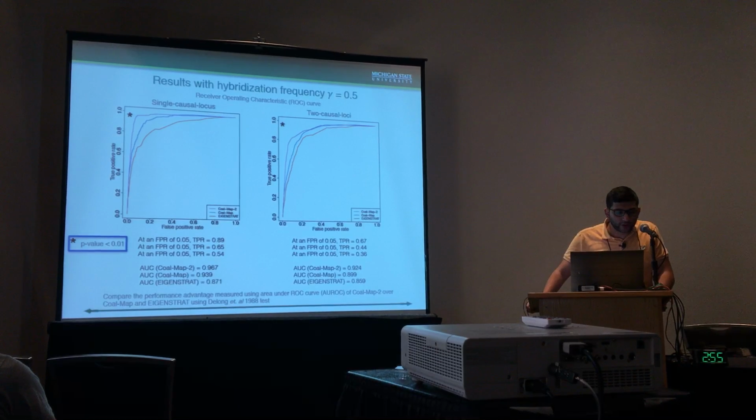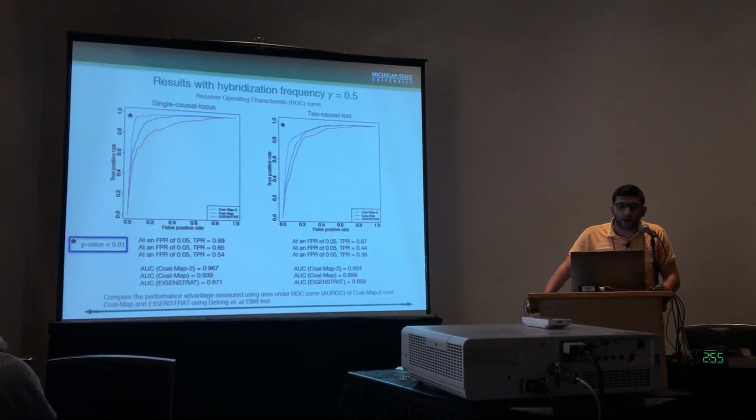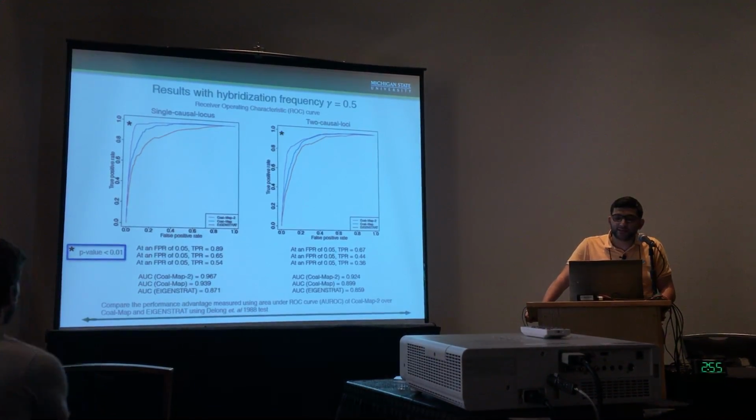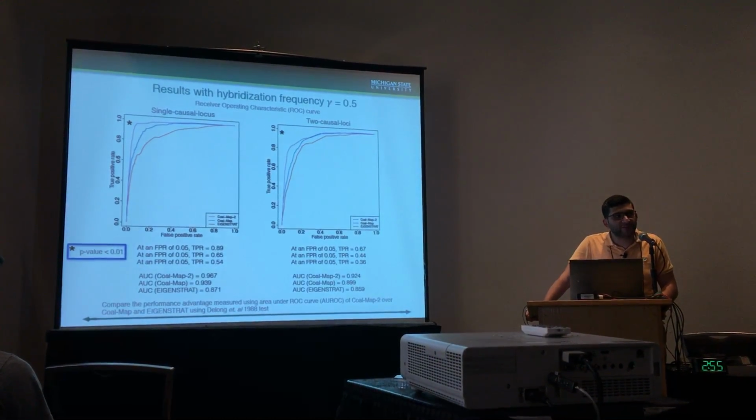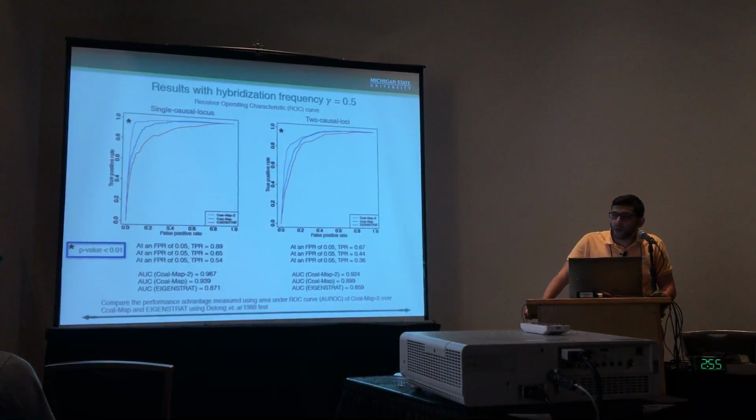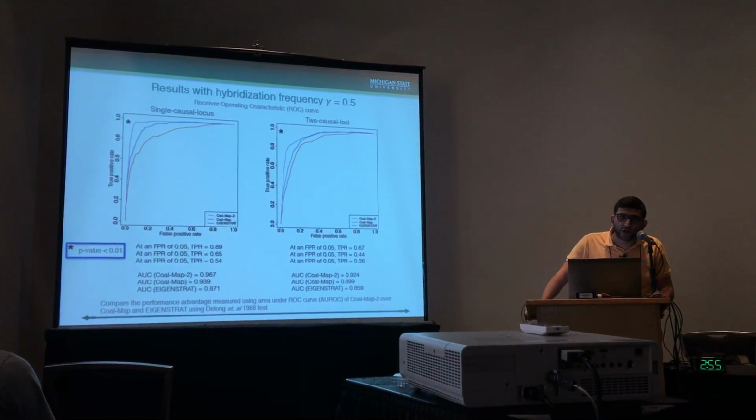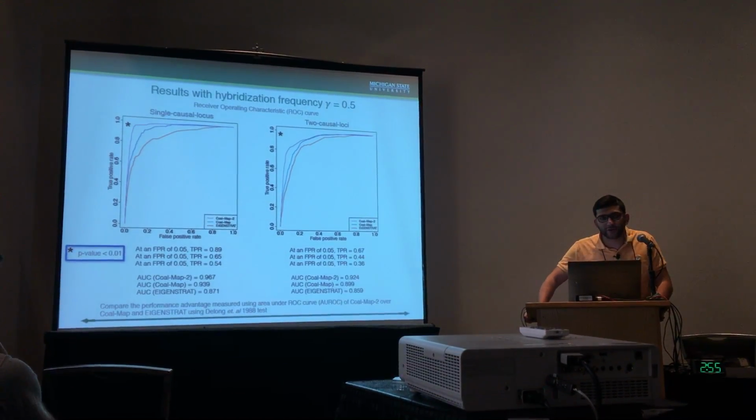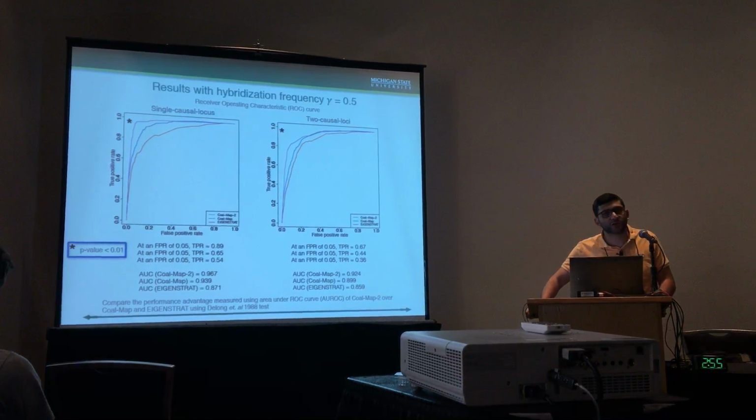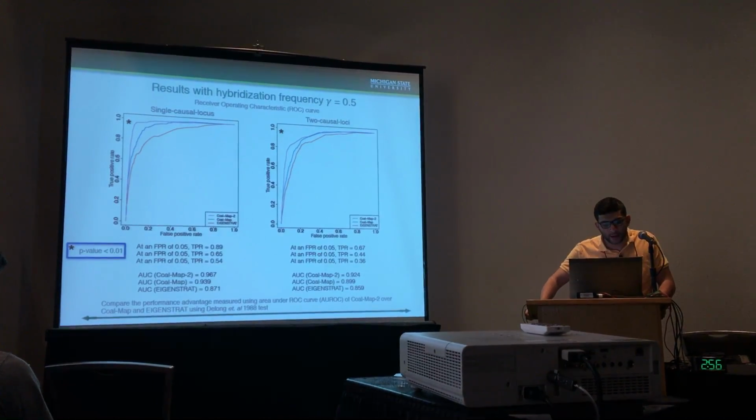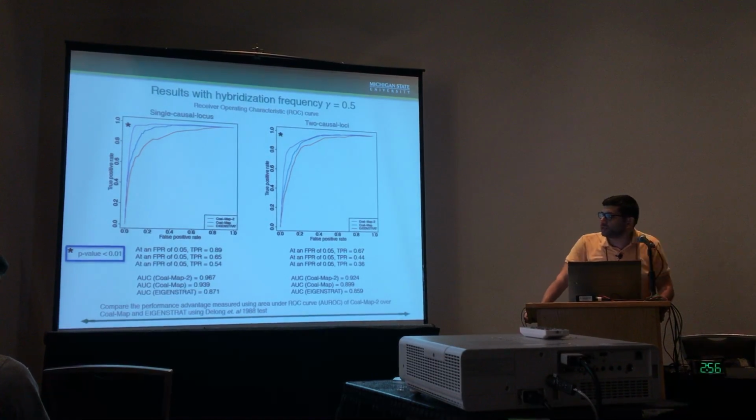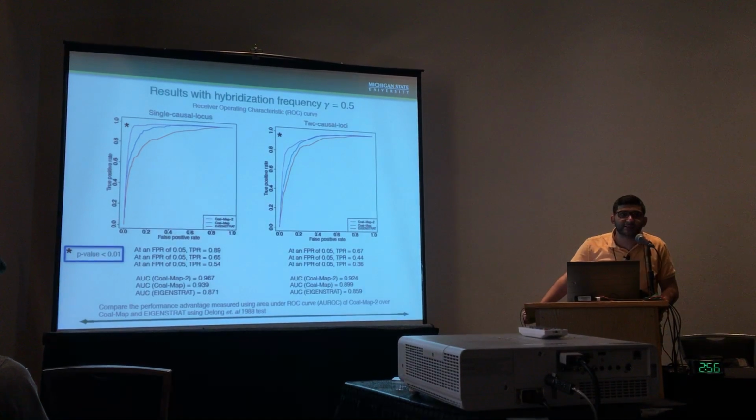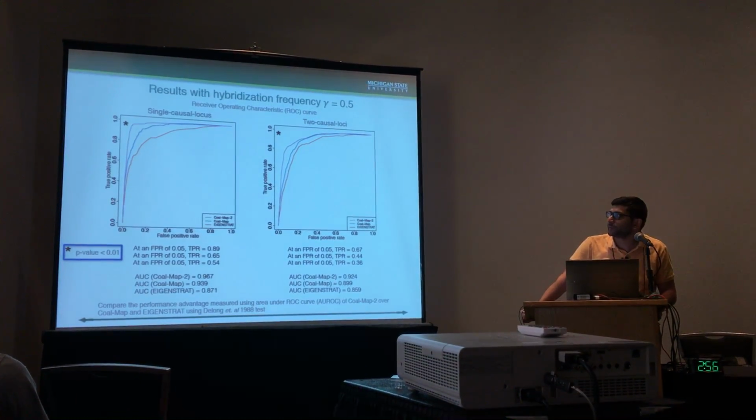So the following figure shows the results after applying Coal-Map-2 on this simulated data set that we tested using hybridization frequency value gamma of 0.5. We have two figures here. The first figure corresponds to the single causal locus trait model condition. The second figure corresponds to the two causal loci trait model condition. Now, the y-axis shows the true positive rate, the x-axis shows the false positive rate. These are simply receiver operating characteristic curves.